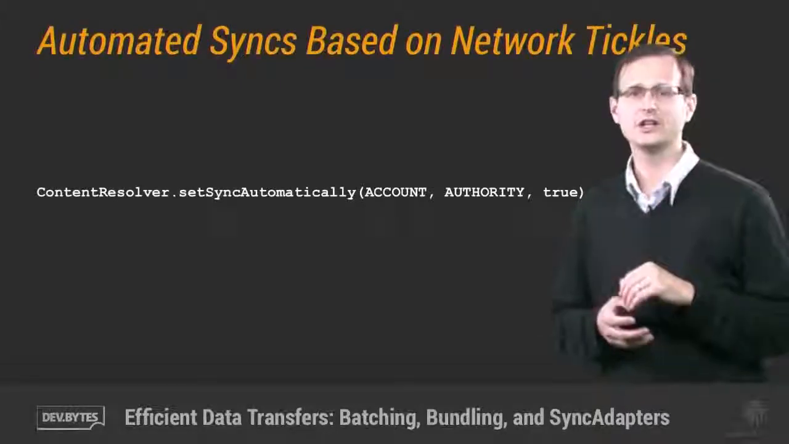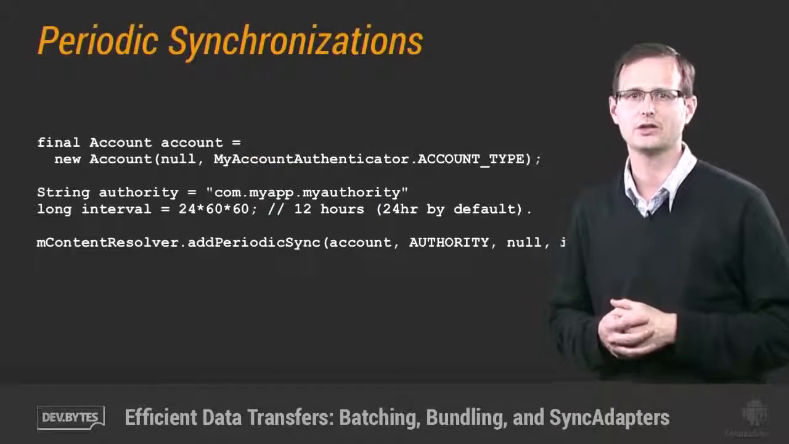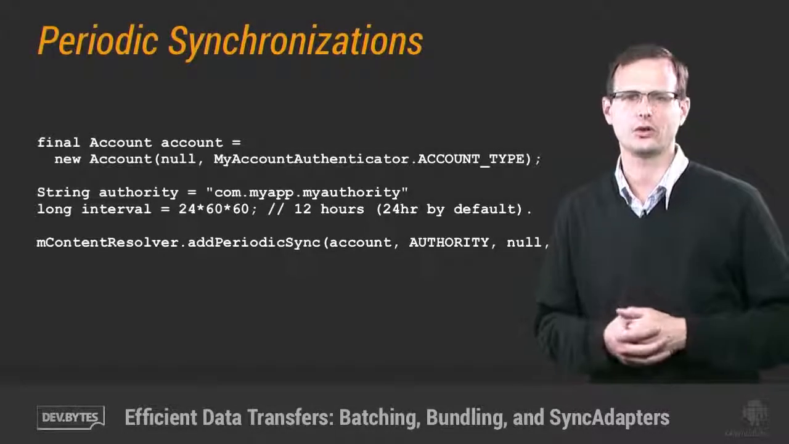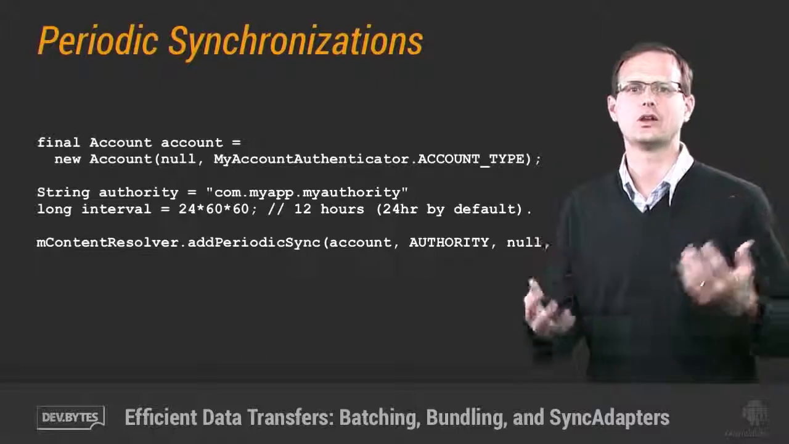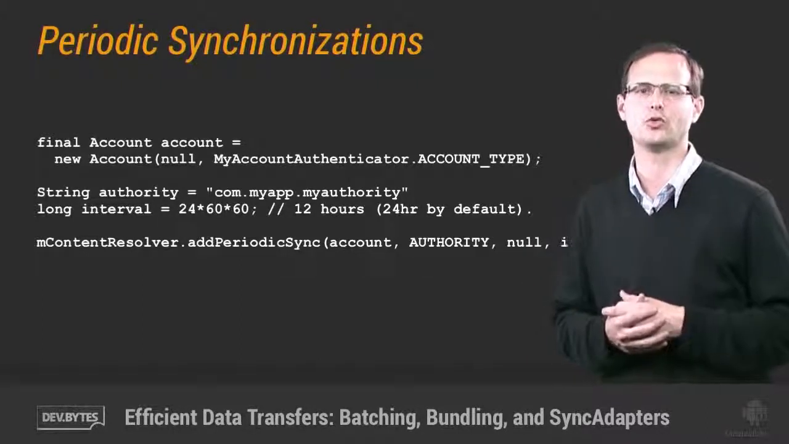Now, if you want to perform regular syncs at a known frequency, you can use the add periodic sync method. While you can set any frequency, this approach is more typically used to ensure at least one sync happens every 12 to 24 hours when the app isn't already running, typically with client and server changes initiating most of those updates, particularly when the app is in the foreground.